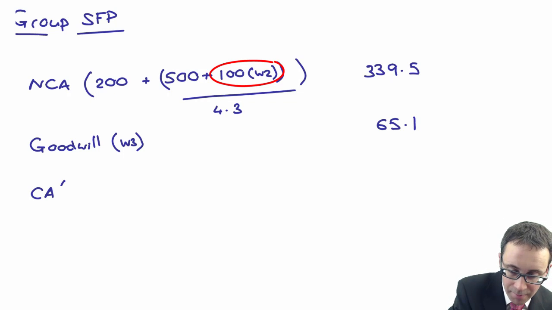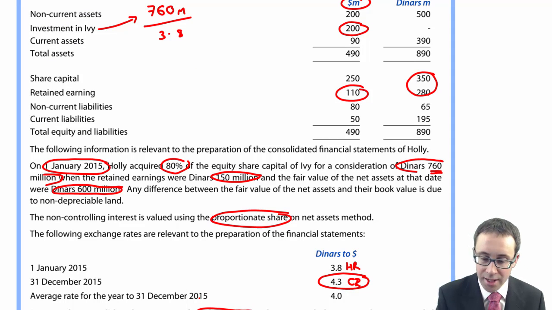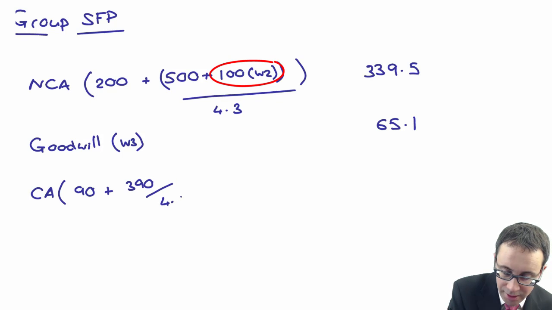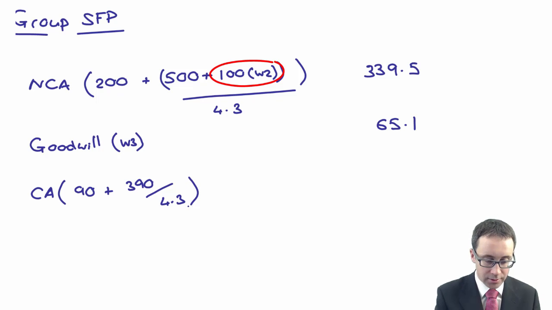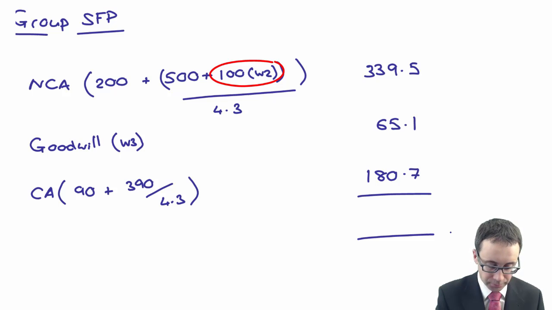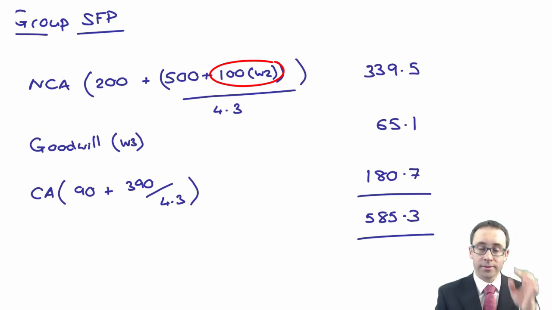And then I have, is it my current assets? Current assets, 90 and 390. Just don't forget that with the 390, that needs to be translated at the closing rate. That should give me, is it 180.7. Totaling that up gives me 585.3. Okay.